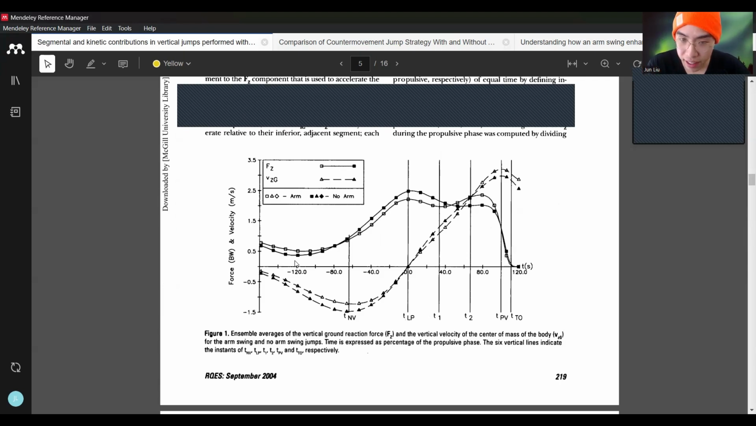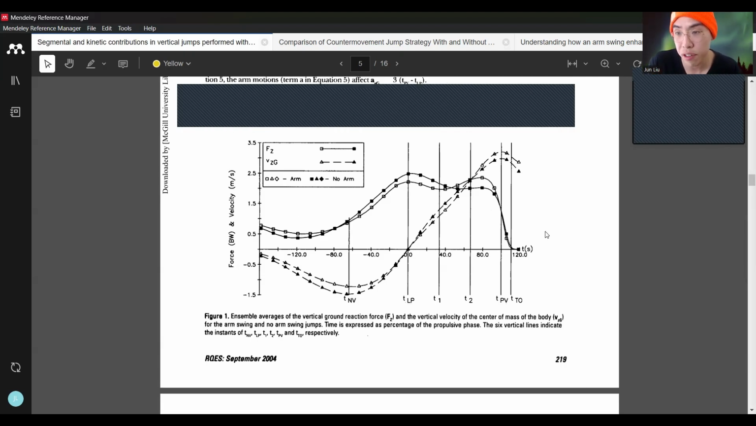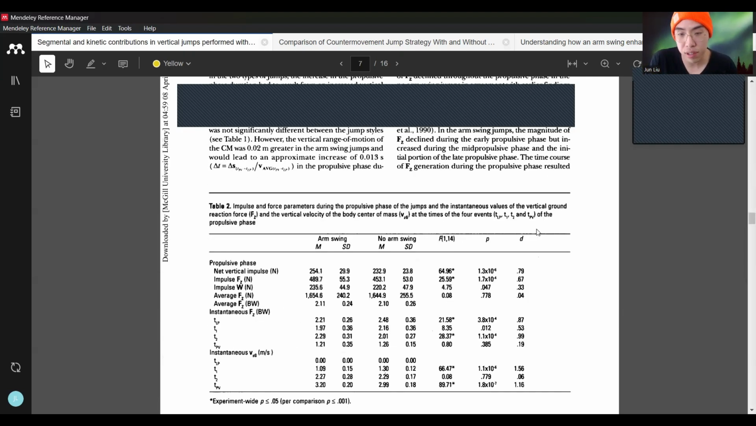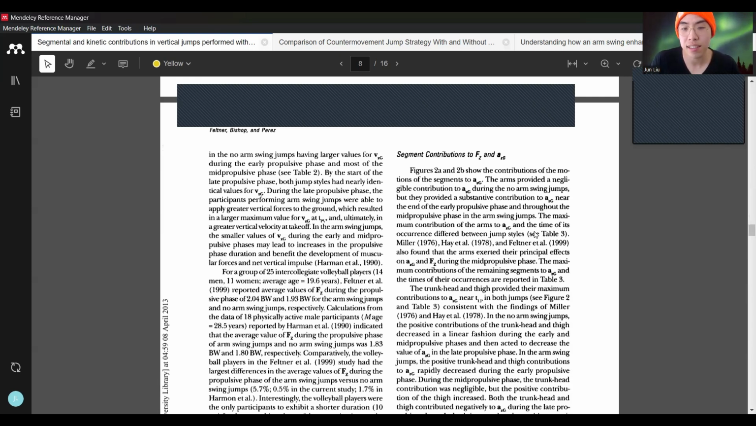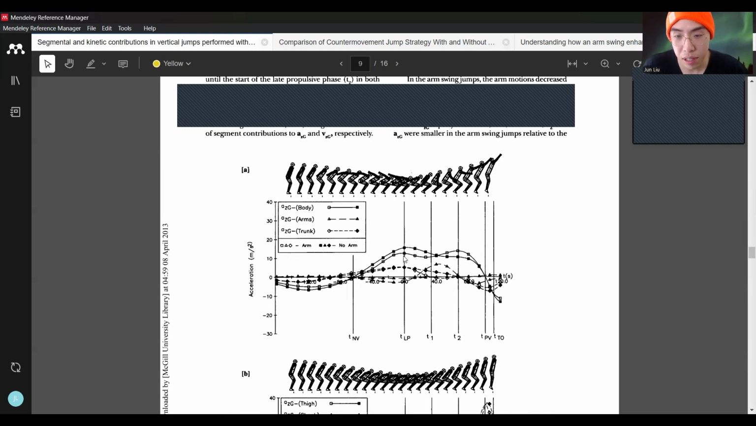So number one, the most obvious thing was that they compared the average ground reaction force. And what they found, which was supported in later studies in countermovement jumps, was that there was no difference in the average upward force. So it's not like you can apply a greater amount of force. But what was actually modified when you have arm swing versus not was the duration of force application. It's the duration of the phases that was changed.